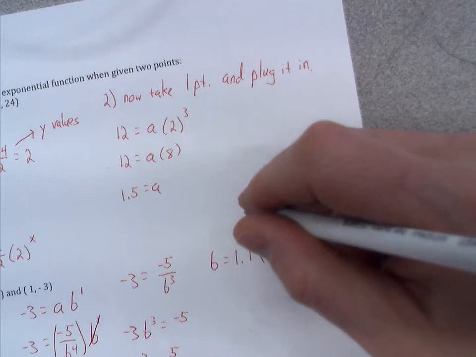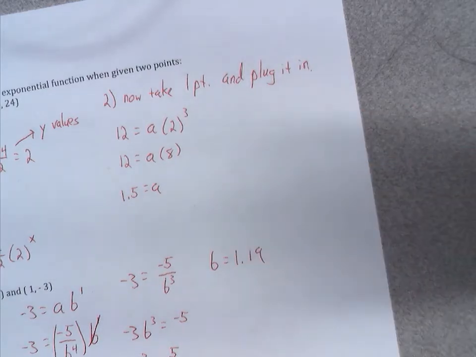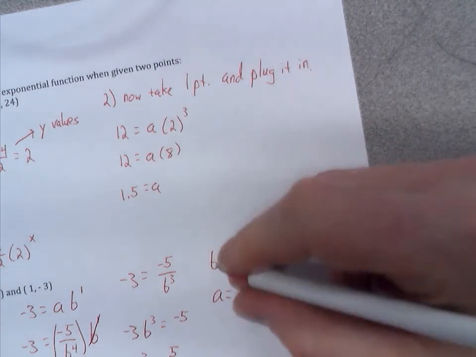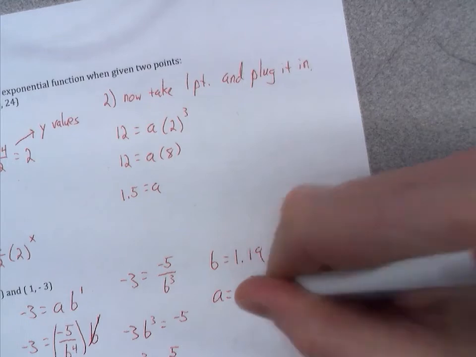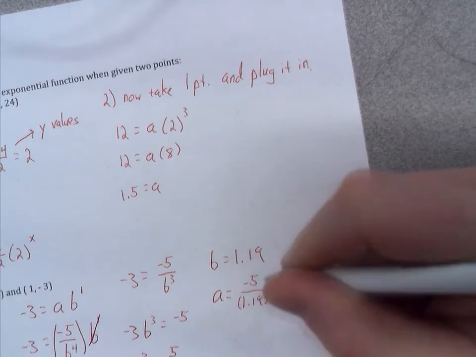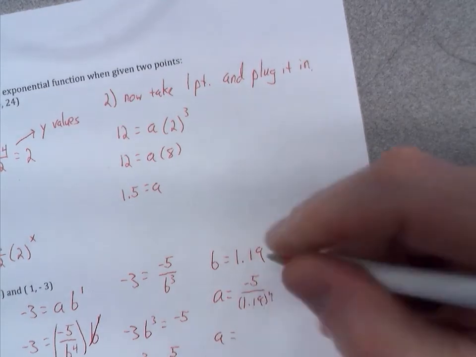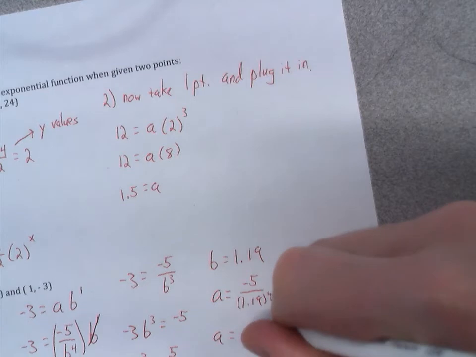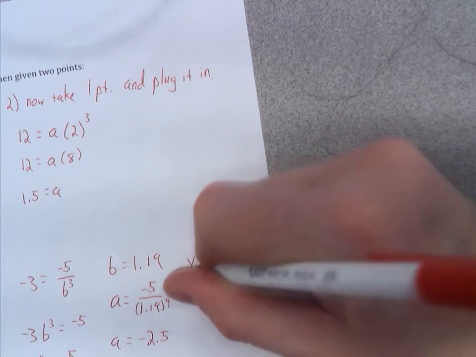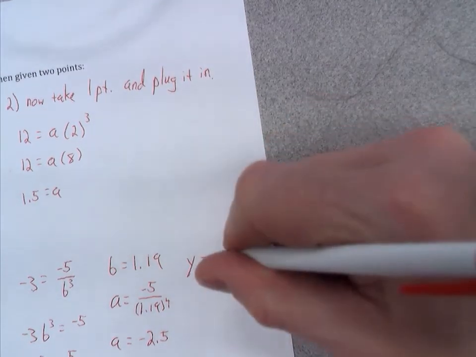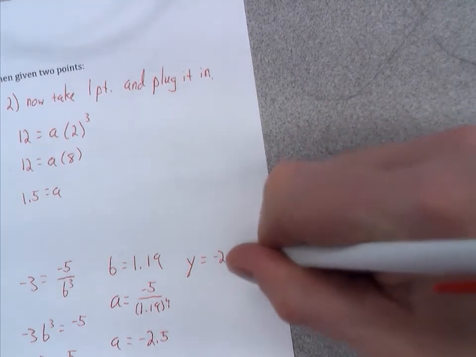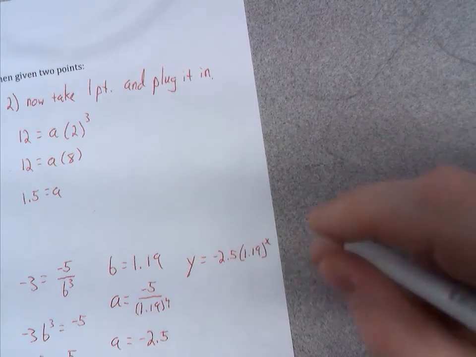And now, back in my original equation, a equals -5 over 1.19 to the 4th power. A is going to equal -2.5. So my function, f of x or y or whatever you want to call it, we'll just call it y this time, change it up, y equals -2.5 times 1.19 to the x power.